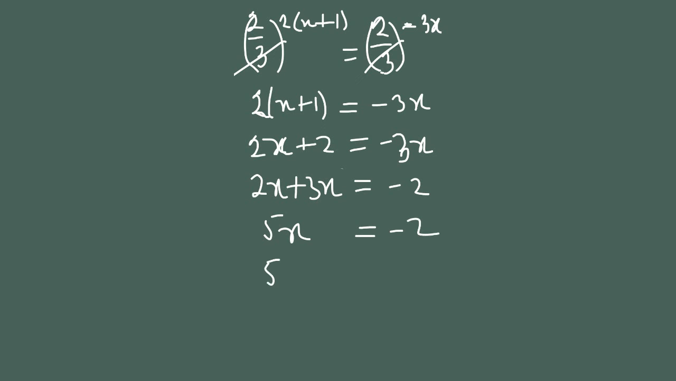And so we are going to divide both sides of the equation by 5, and so this cancels out, and our x is equal to negative 2 over 5. And that is the answer to this question.